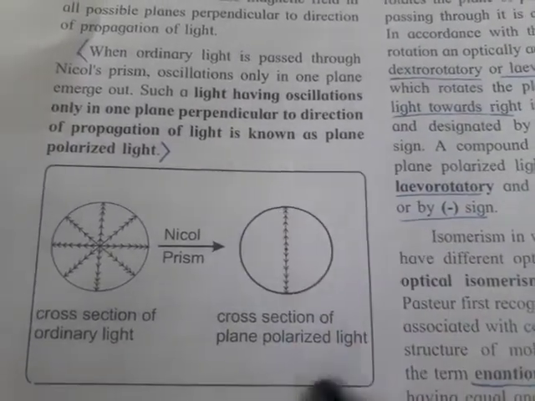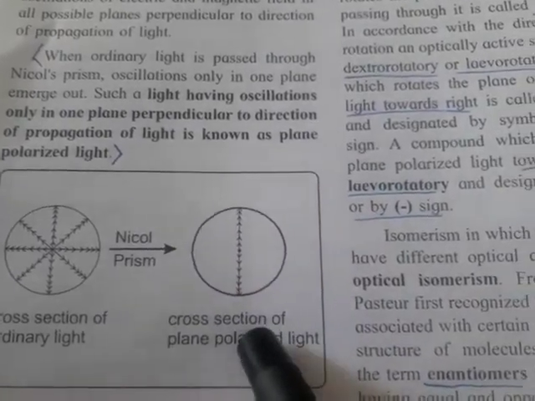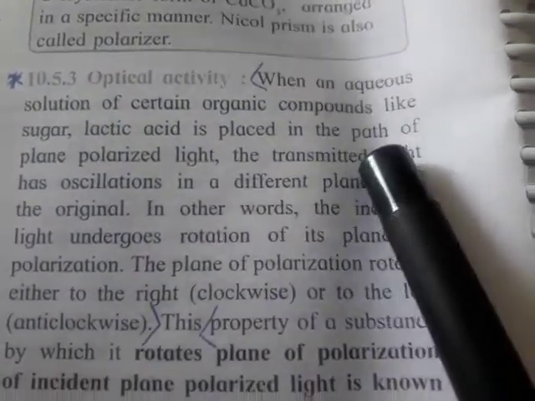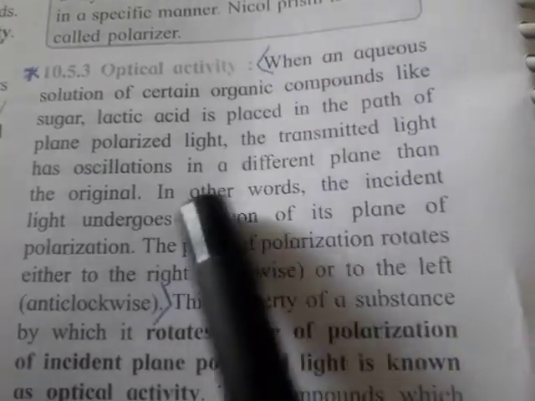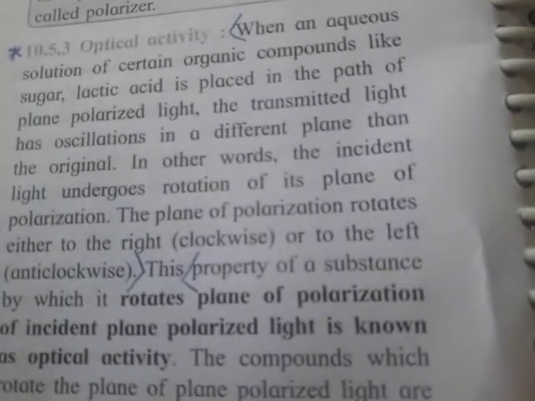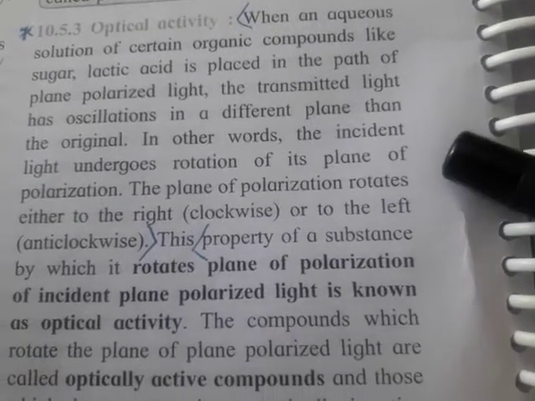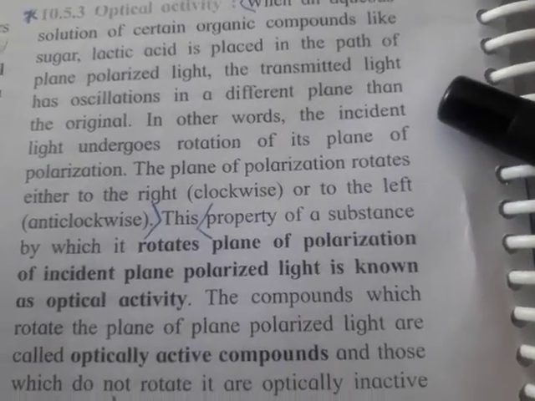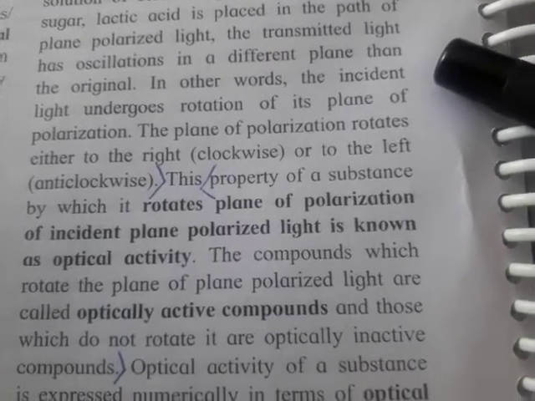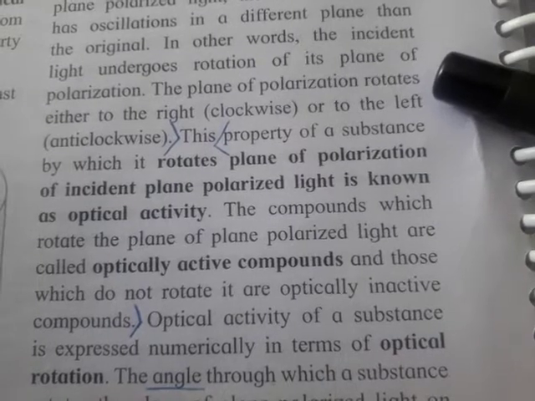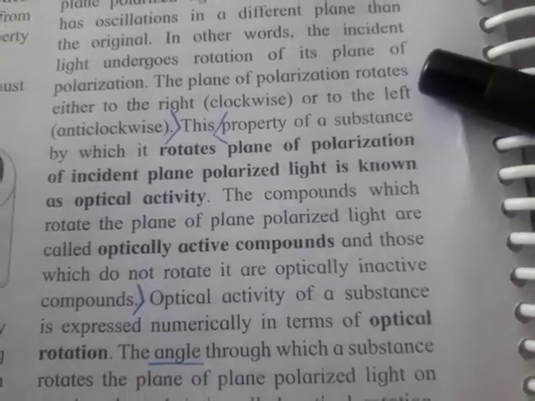Okay, so this light is called plane polarized light. Now what is optical activity? See, what is its actual definition? When an aqueous solution of certain organic compounds like sugar or lactic acid is placed in the path of PPL, then the transmitted light has oscillations in a different plane than the original. In other words, the incident light undergoes rotation of its plane of polarization.